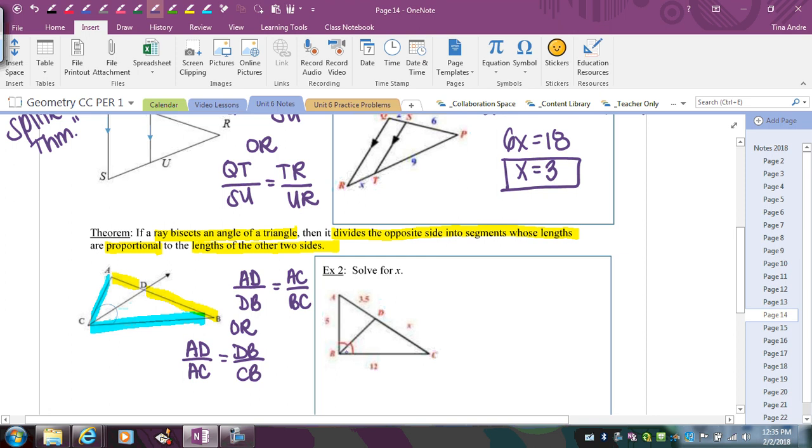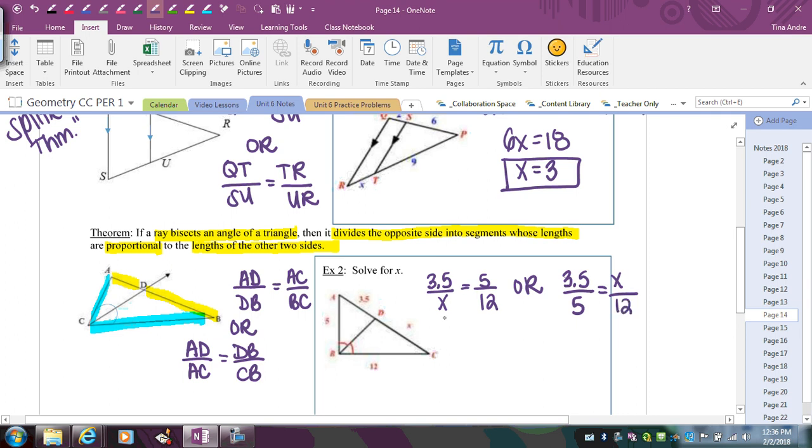So the angle bisector theorem, so I can say 3.5. If I do it how I did here, comparing the parts first, I could say 3.5 over x is equal to 5 over 12. Another option would be to compare the part to the side of the triangle. So I can compare the 3.5 to the 5 equals x to 12.